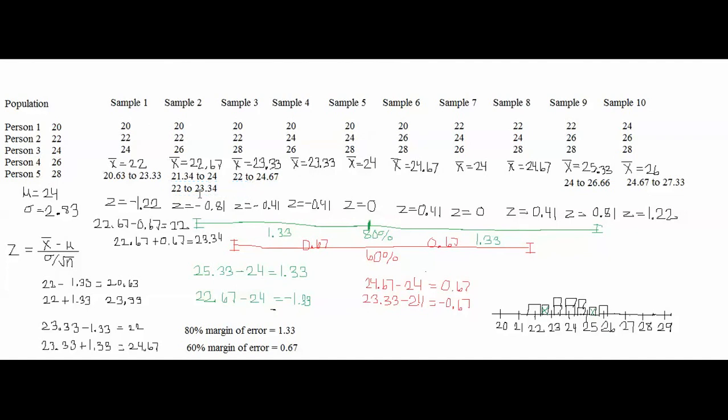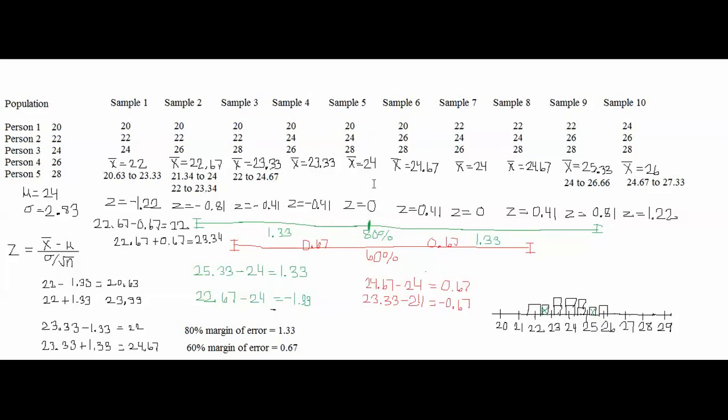Notice how it doesn't reach the population mean of 24. The reason why is because it's below the middle 60%. If you create a 60% confidence interval with a sample that's below the middle 60%, the confidence interval won't reach the population mean.